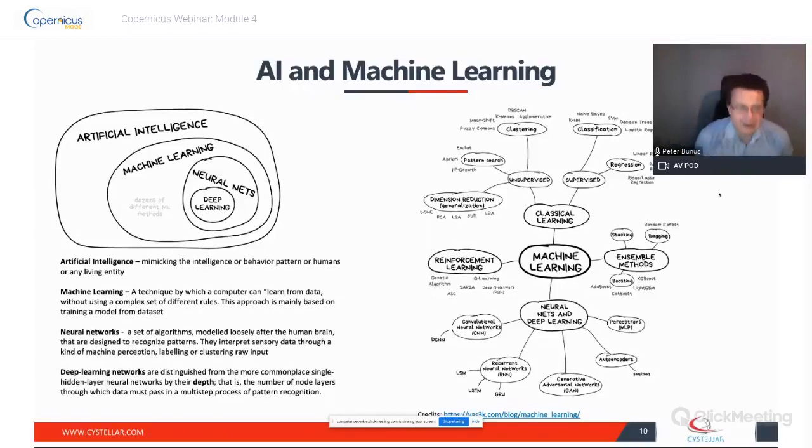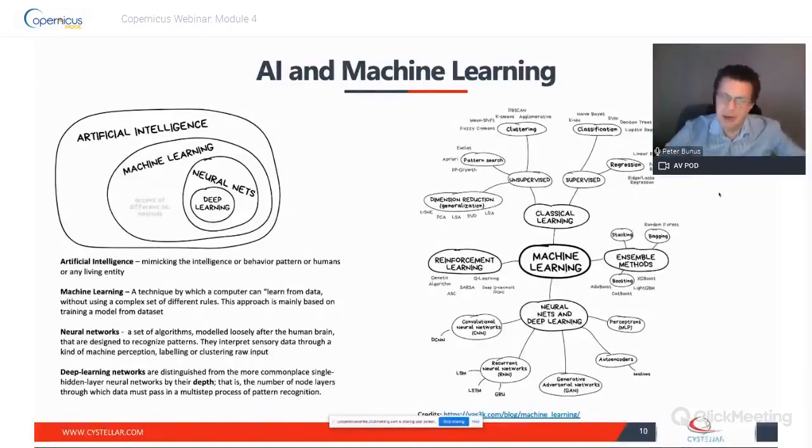It's a branch of computer science that is trying to mimic the intelligence or behavior of human patterns, and humans or any kind of living entity. And then we have a sub-branch of it, machine learning, which is a technique by which the computer can learn from data, right? Now, I was telling you that the AI classifier is trained to recognize the roof shape, yeah? Which means that we train that particular classifier to recognize that particular task.